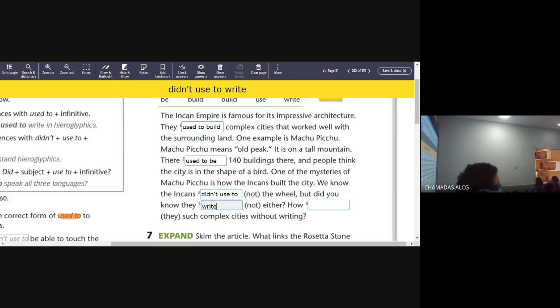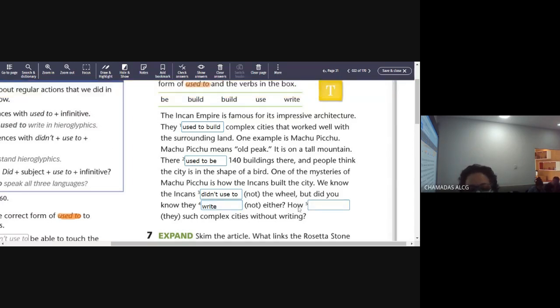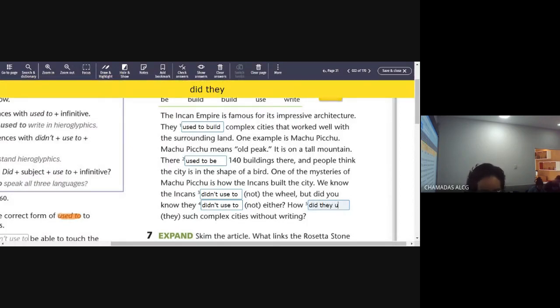All right. Okay, guys. So now question, how? How did they use to do what? Build. How did they use to build such complex cities without writing? That's a mystery. How could they calculate the distances? My goodness, it's amazing, isn't it? Without writing?